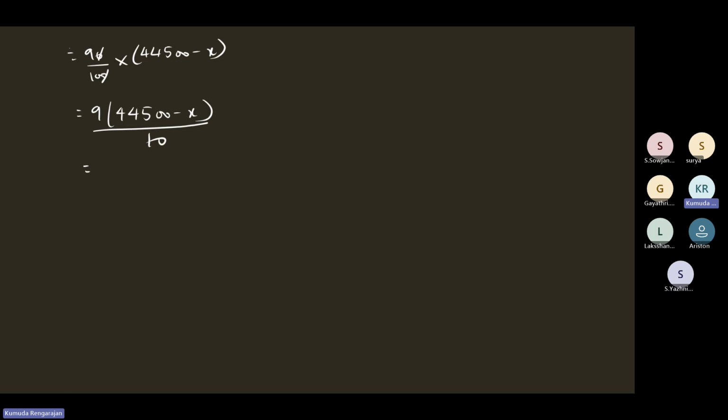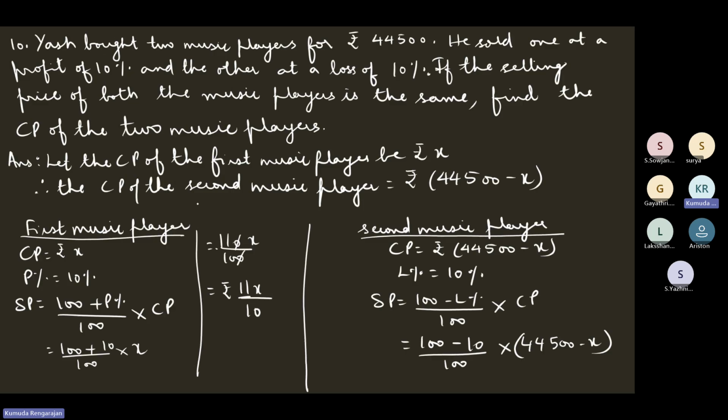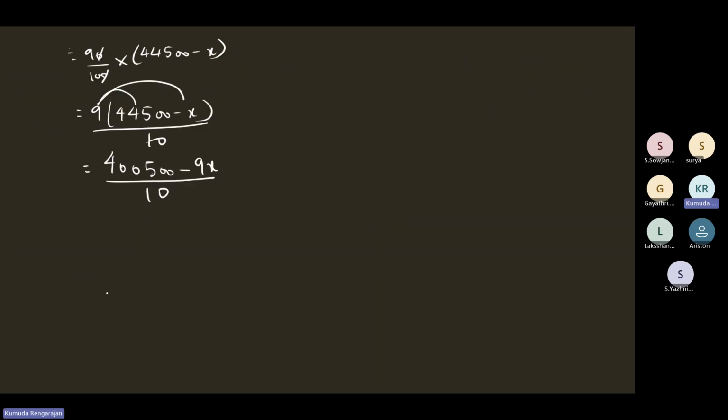So 9 into 44,500 minus 9 into x. You need to multiply 9 with 44,500 and 9 with x. So minus 9x by 10. So this is the selling price of the second music player.